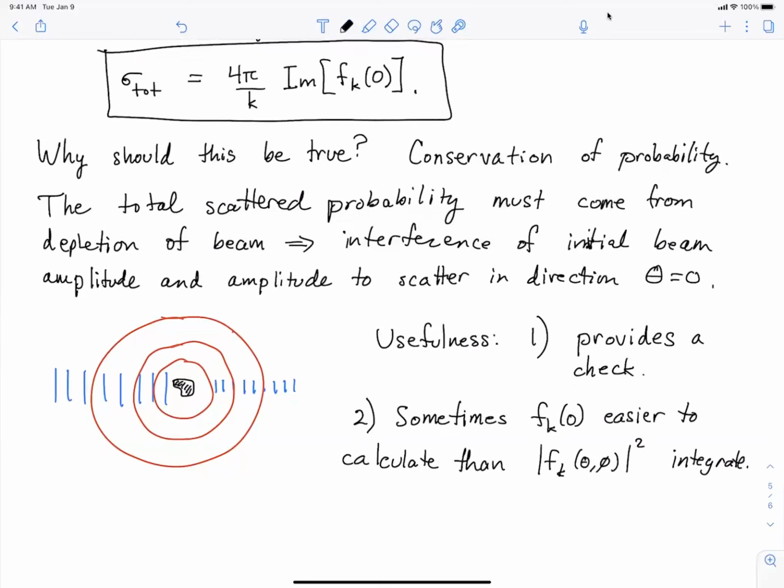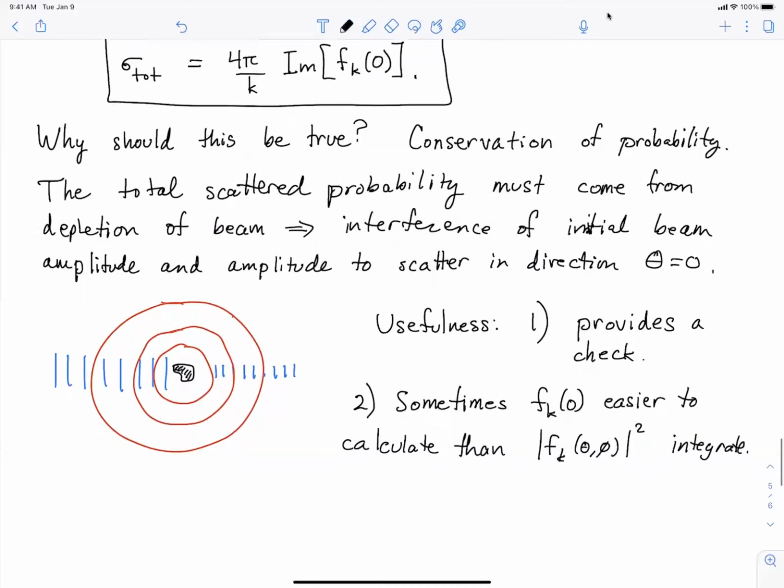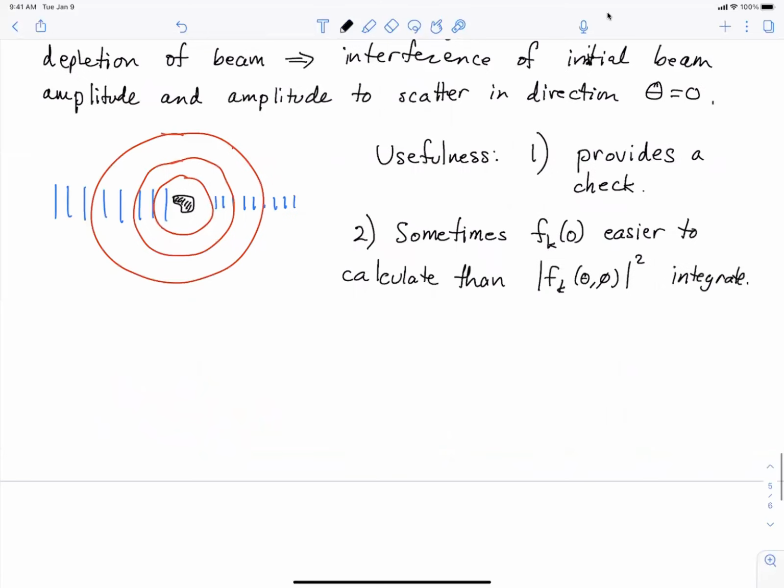Okay, on the downside, sometimes you care about more than just the total cross section. A lot of times you want the angular dependence of the cross section. And so sometimes that second point is not so useful. Okay, any questions on the meaning of the optical theorem before we move on? Okay, so the next topic is going to be what's called the partial wave expansion.